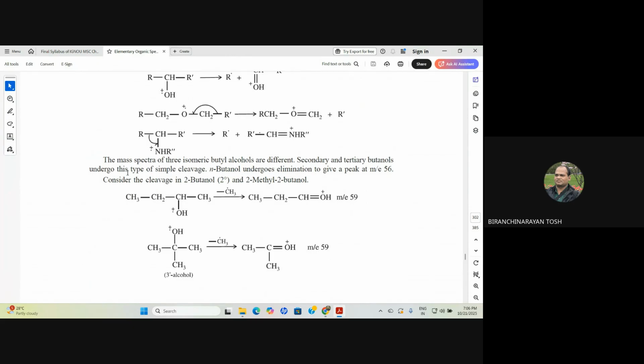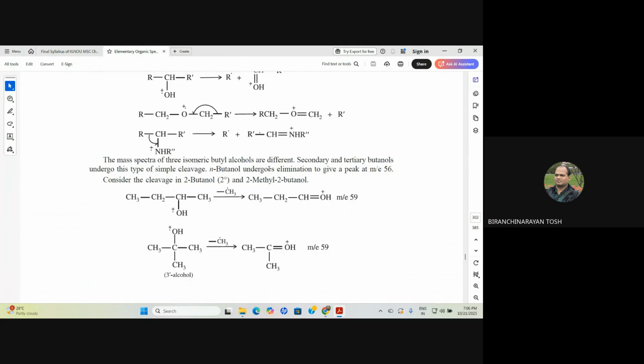So now you can see the mass spectra of three isomeric butyl alcohols are different, as you have asked the same question in case of neopentane. Here it is given: the mass spectra of three isomeric butyl alcohols are different. Secondary and tertiary butanol undergo this type of simple cleavage, whereas n-butanol undergoes elimination to give a peak at 56.